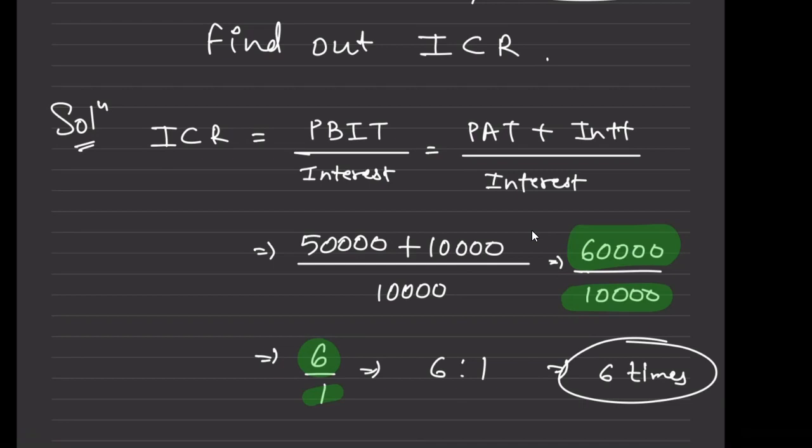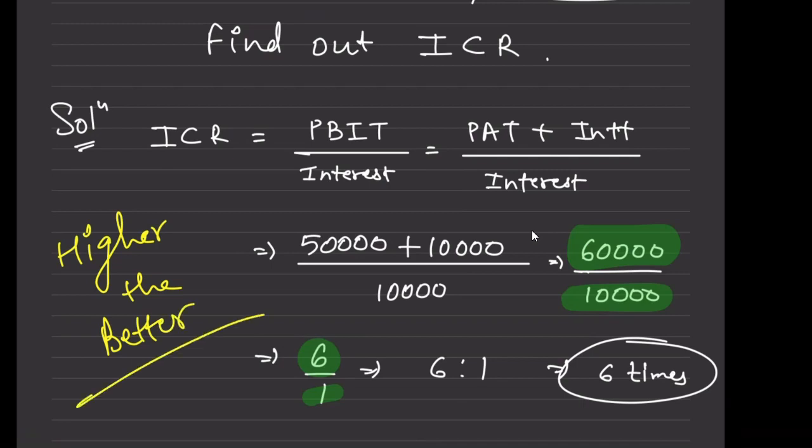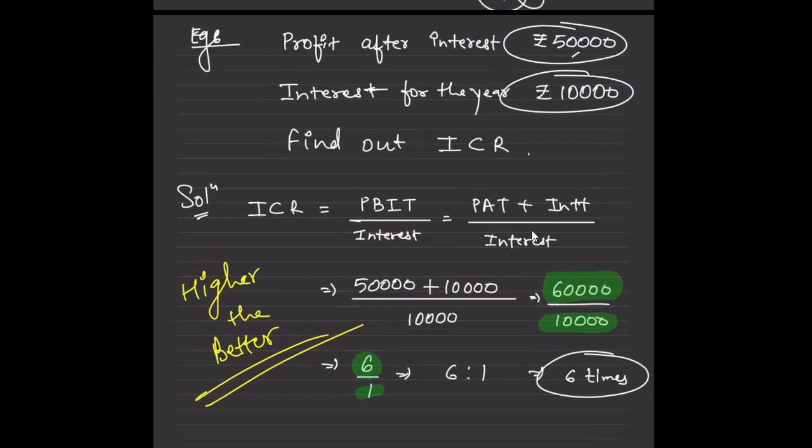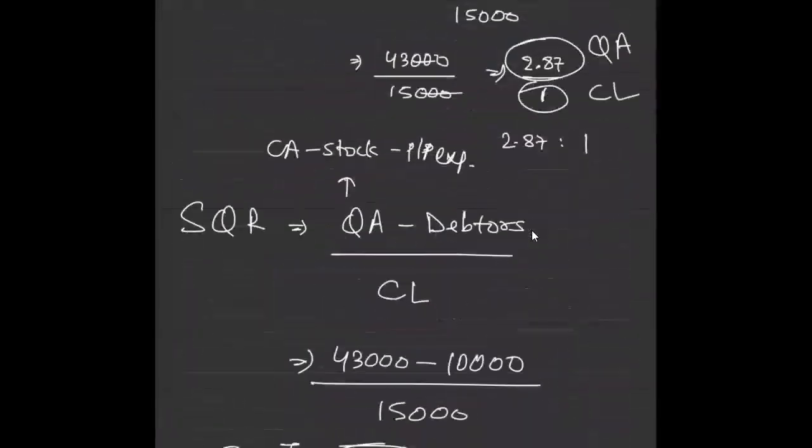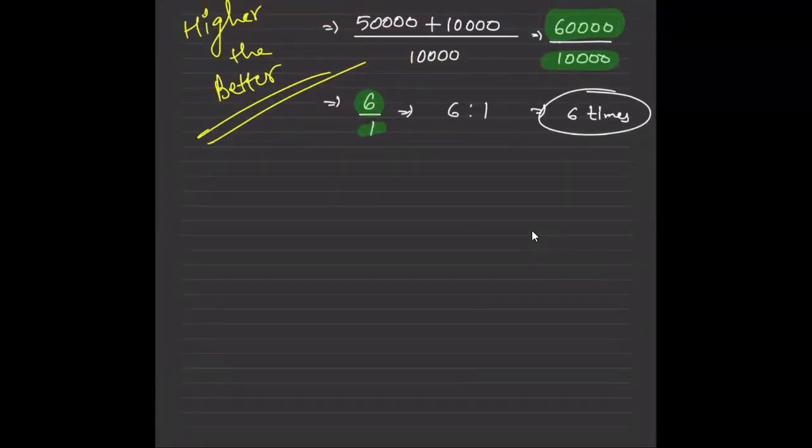This is very, very important. The higher the ratio, the better the situation of the company. So for this ratio, higher is better. Sir, what happens if this ratio is lower? Let's say the company has a profit before interest of 10,000.